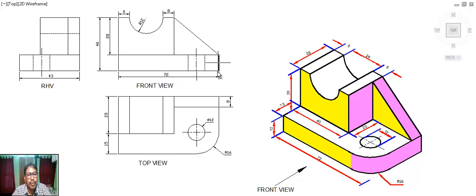So this is the front view, this is the top view, this is the right hand side view. The right hand side view is placed on the left side of the front view and the top view is placed below the front view. In first angle projection, the top view is below the front view. In first angle projection, the right hand view is placed on the left side of the front view.